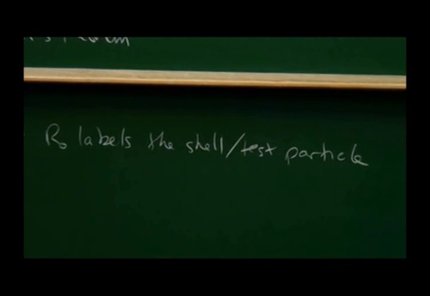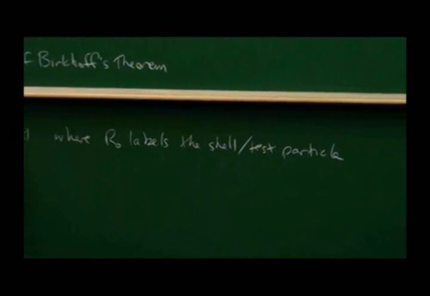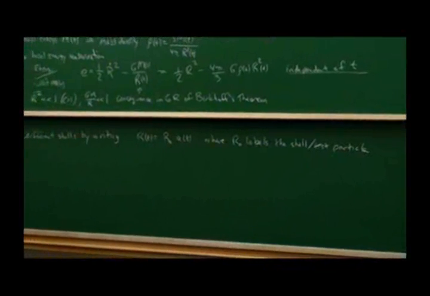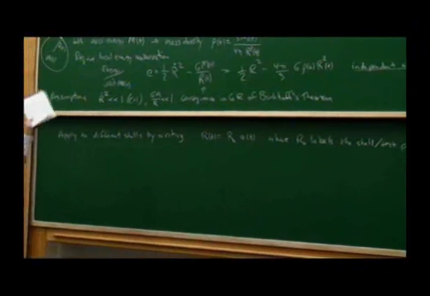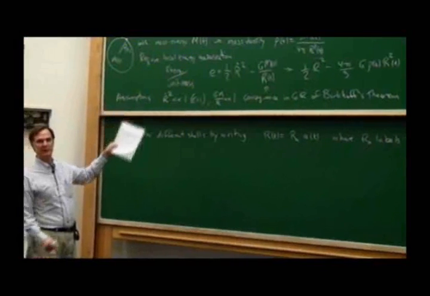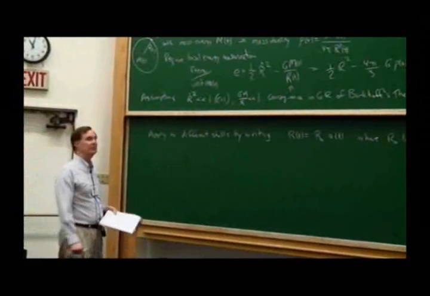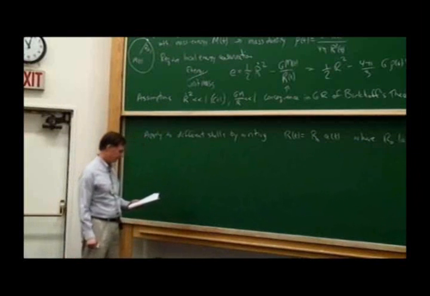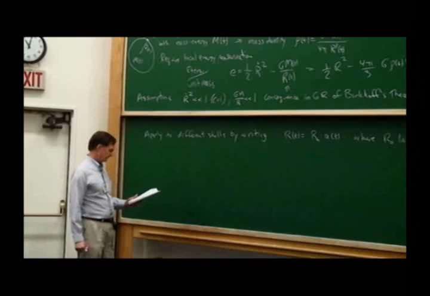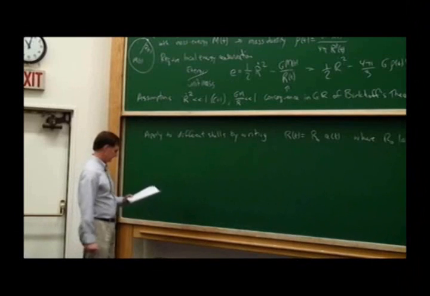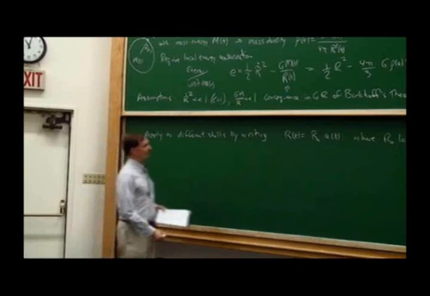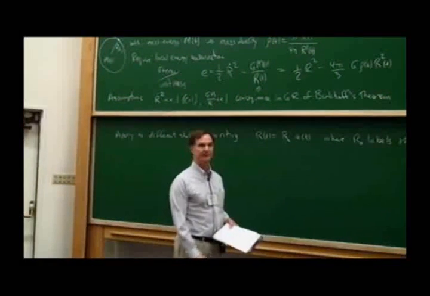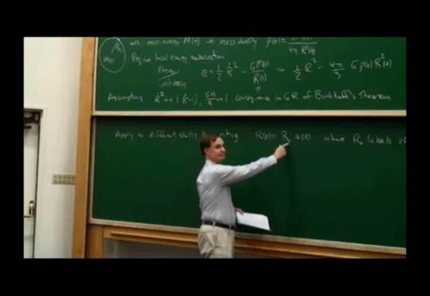When distances all scale with one single scale factor, that's called a uniform expansion, and it is the only thing that's consistent with the cosmological principle because a non-uniform expansion would lead to inhomogeneities. So with this assumption, I'm going to ask the question, can I form a quantity that is not only independent of time, but independent of R0, the shell?